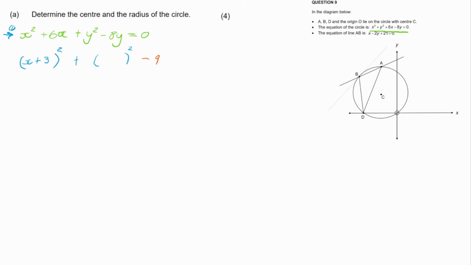And then very similar with the y's. We were working with y, so we put a y here first. And then here we half this. So we keep the sign, it's a negative. Then we half this 8, and we put a 4 here.